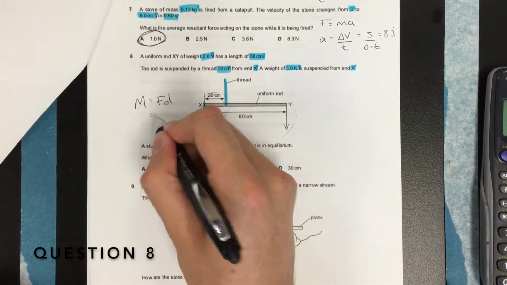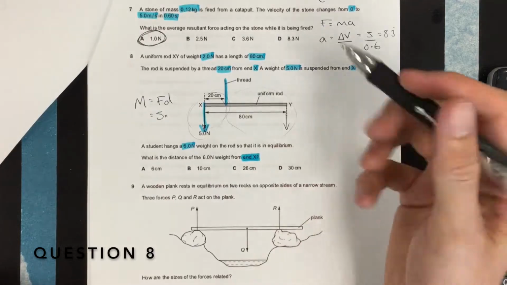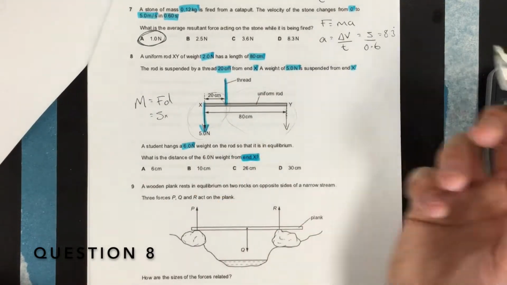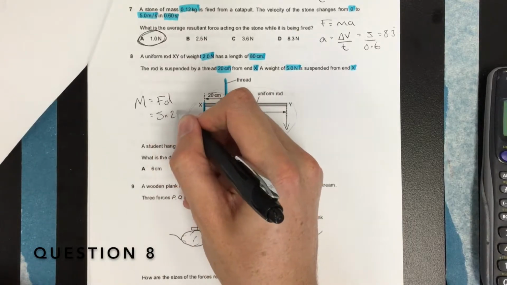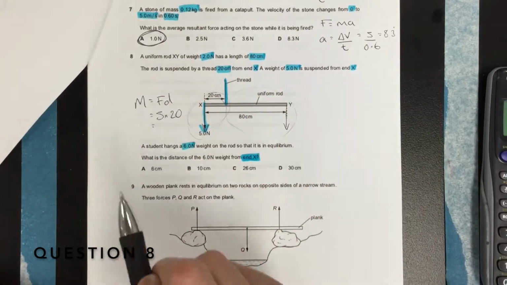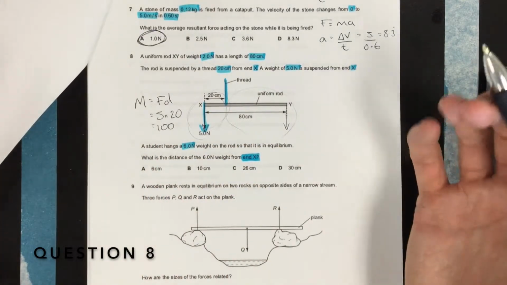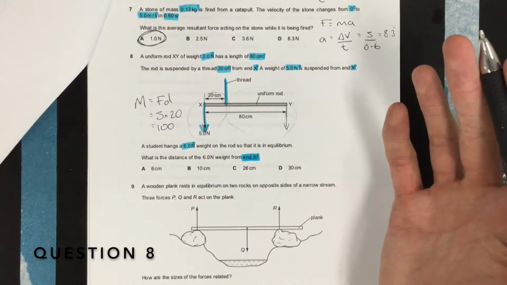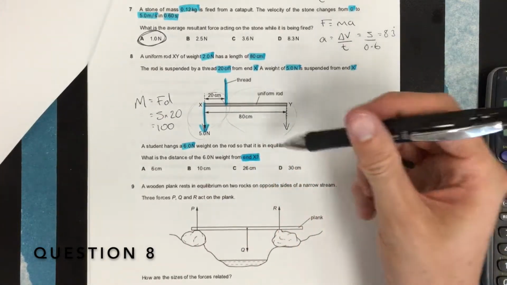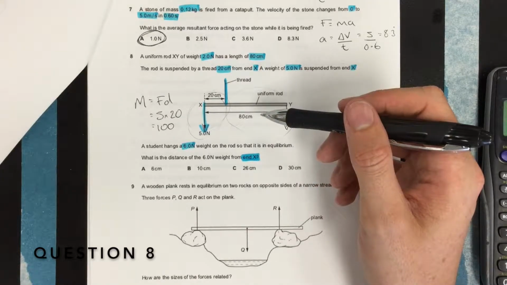So the force is 5, the distance is 20 centimeters. Normally I would convert this to meters, but the whole question is about centimeters, so it makes no difference. So I'm going to stick with centimeters for ease. 5 times 20, that is 100. So my moment is 100 newton centimeters. So I know that my moment on this side also has to be 100.